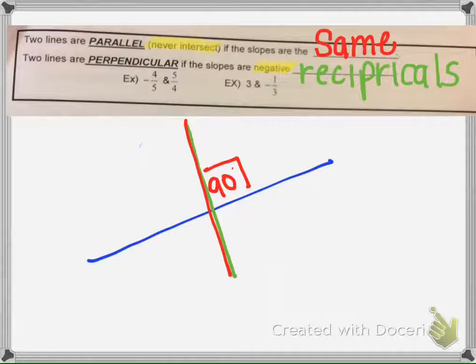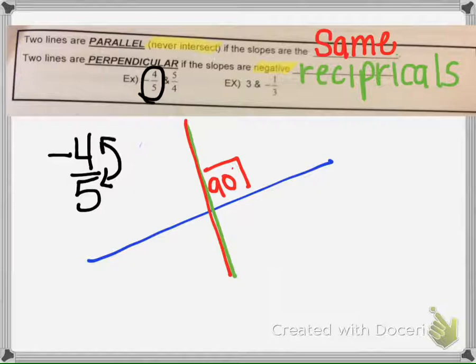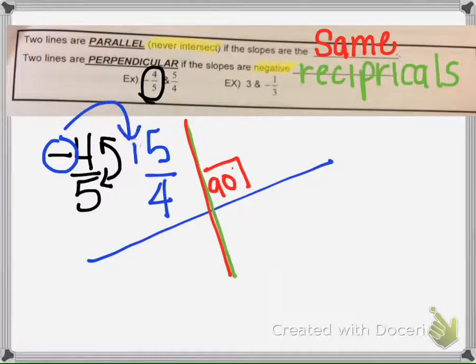So what are negative reciprocals? We should know coming into this class what a reciprocal is. For example, take negative 4/5. The reciprocal is if we flip these two numbers over, that would be 5/4. And if this is negative, then this one's going to be positive. That's what the negative reciprocal is. They're negating: one is negative, and the other is the opposite, positive. So that's what negative reciprocals are.